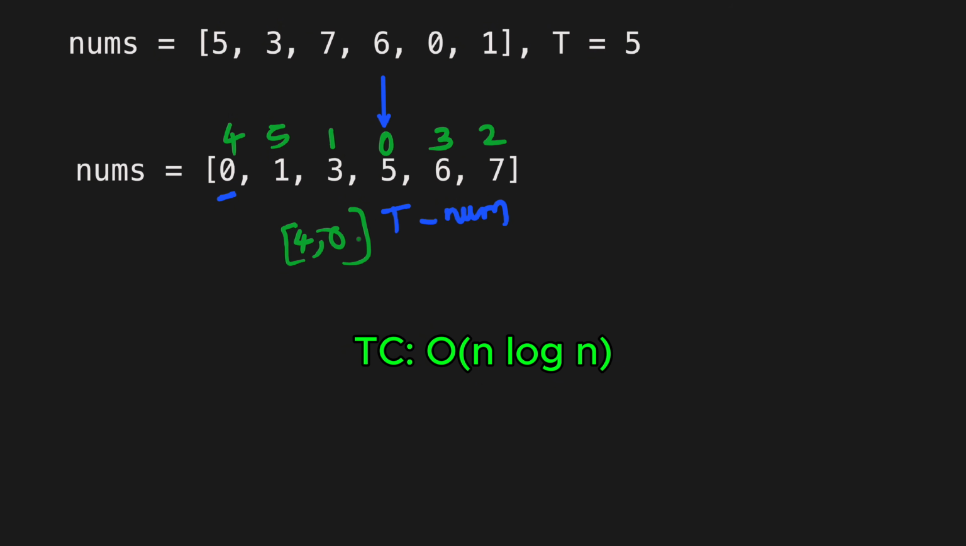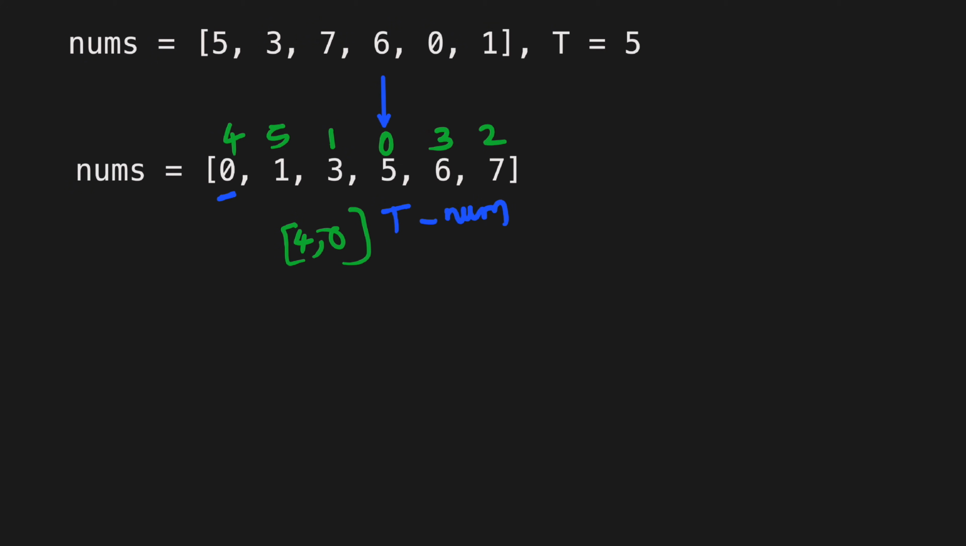And in terms of space complexity, it will be O of n because we have to store the mapped pairs as a separate array. But note that there is a variation of this problem where instead of returning the indices of the pairs summing up to target, we just have to check if such pair exists in the array. In that case, we don't have to store this mapped pair and the space complexity will be O of 1.